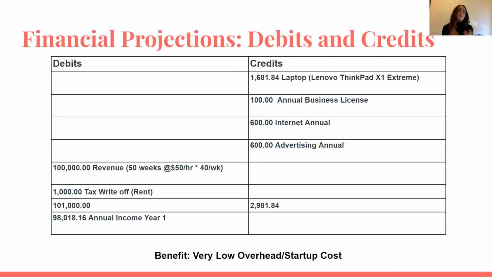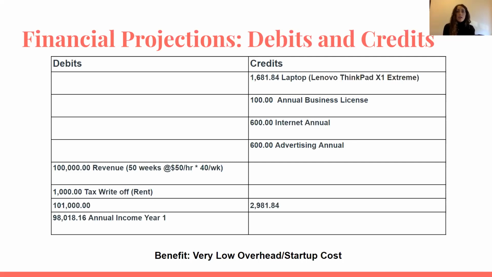I believe the biggest benefit that we have to provide as a company is there's very low risk because there's a very low overhead and startup cost for a company, as you can see as outlined here before. Our revenue is about $100,000 a year if we're working 40-hour weeks, and then we will also get a debit with our tax write-off from our rent.